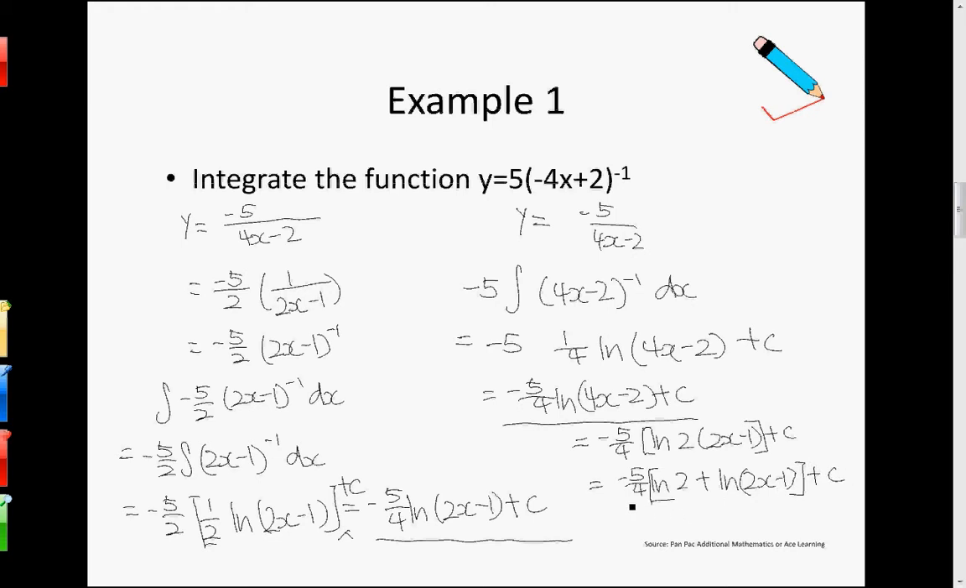So if you look at this part, it can be absorbed into the c. So it will just become negative 5 over 4 ln 2x minus 1 plus c prime, where c prime is just c plus negative 5 over 4 ln 2. So you can actually see that they are interchangeable, these two forms, just that these two c's are different.